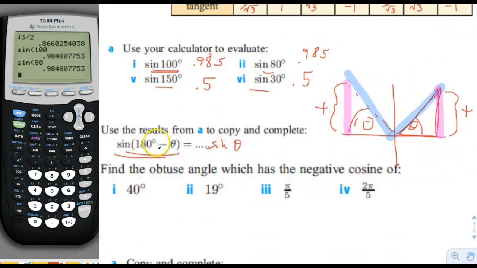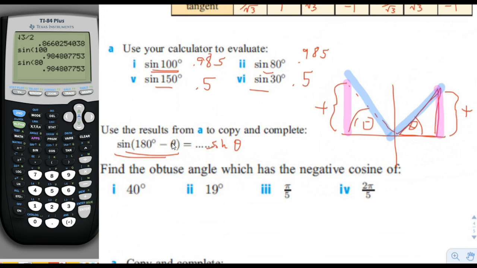So we see a pattern here that the sine of 180 degrees minus theta is equal to the sine of theta, right? Sine of 100 degrees is equal to the sine of 180 minus 100, which is 80. Sine of 30 degrees is equal to the sine of 180 minus 30, which is 150.